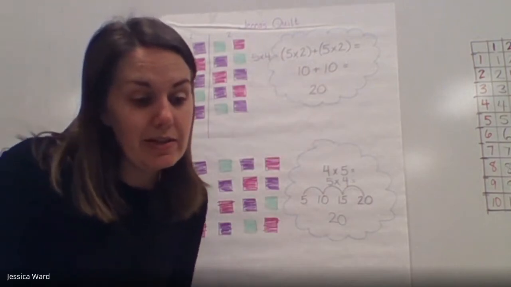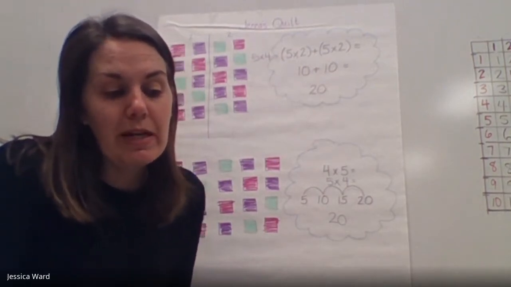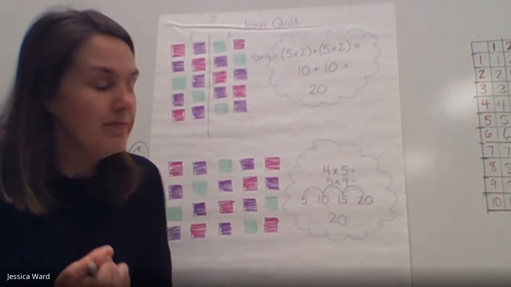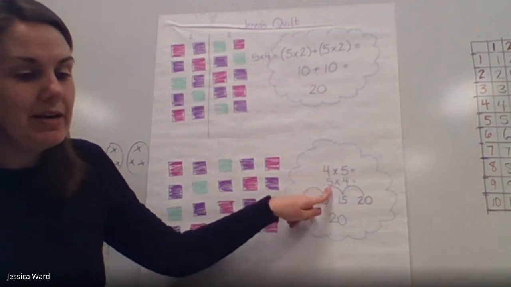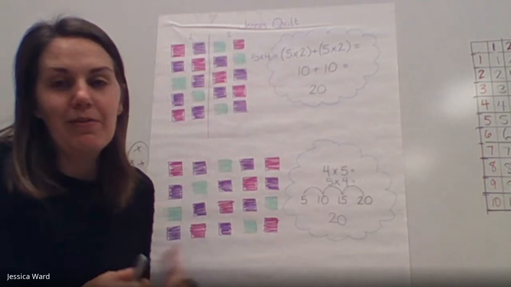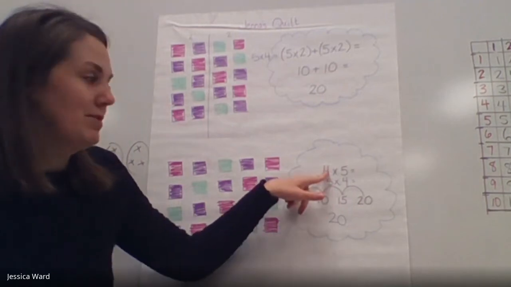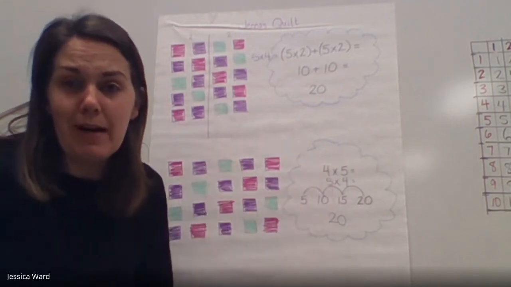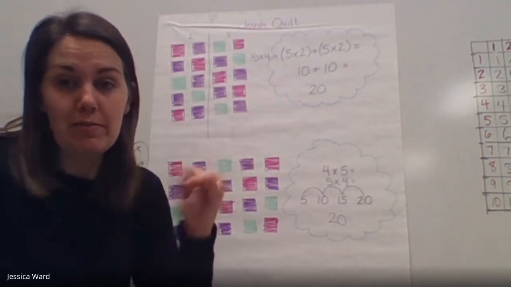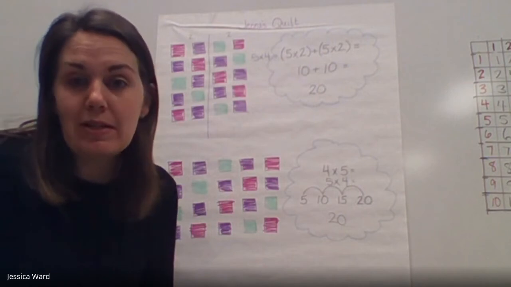Number 3 says look at the second model. What new multiplication expression is created by turning around the array? I'm sorry, it says how are the factors alike and different from 5 times 4? So we could have 5 times 4. If we flipped it around, we would have 4 times 5. But we know that order doesn't matter when we multiply, so we would still get the same answer even though our order is different.